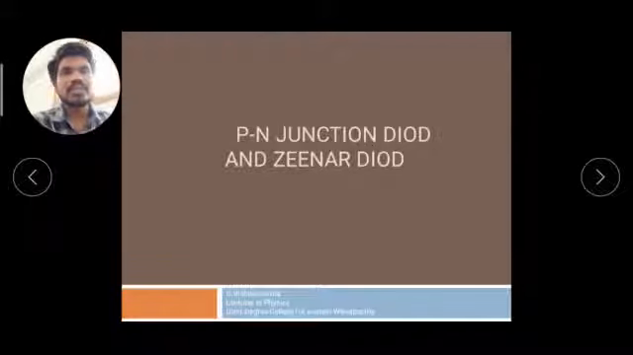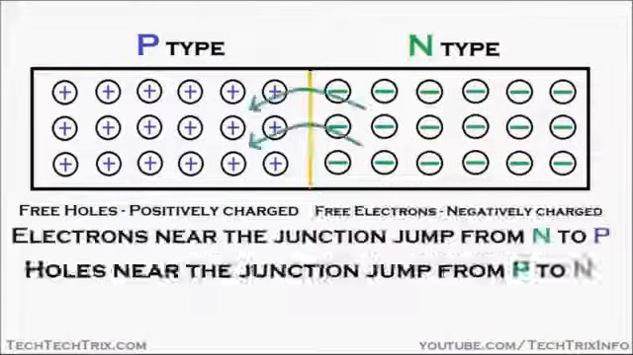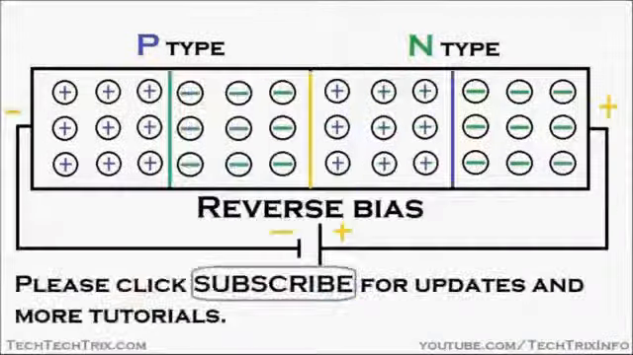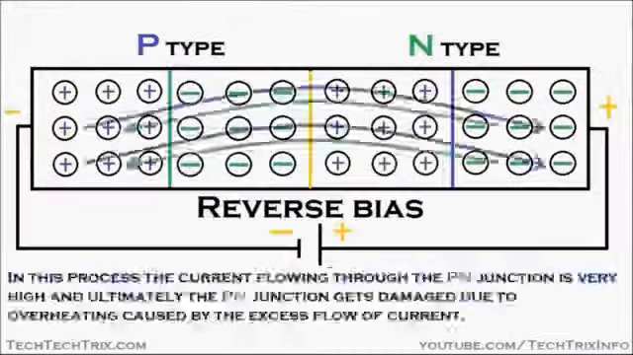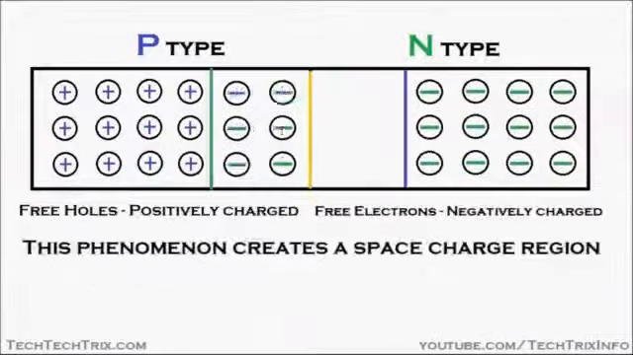Now we are going to look at the p-n junction diode in another video. This tutorial animation covers how a PN junction semiconductor works, what is forward bias and reverse bias, what is diffusion current and drift current, and what is avalanche breakdown.